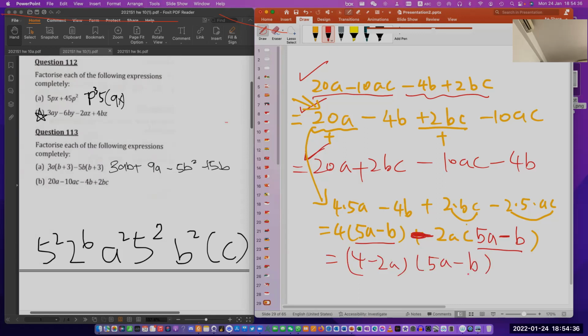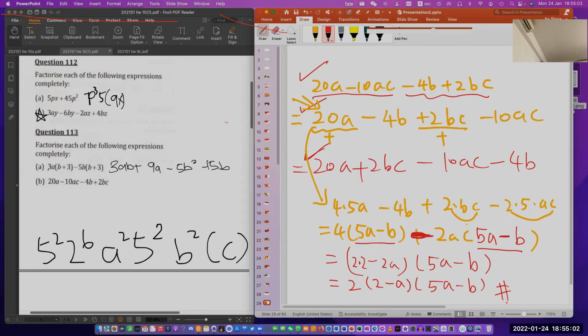This is not the last step. I still see opportunity to take out the 2 and 2 here. So 2 take out is 2 minus c, 5a minus b. So this is the last, simplest. Are you clear?